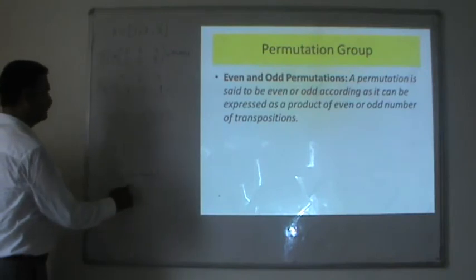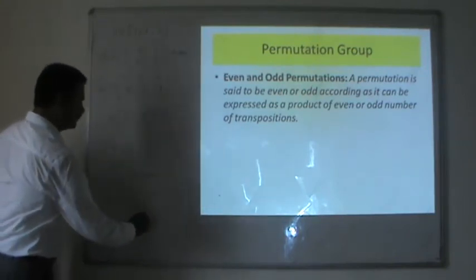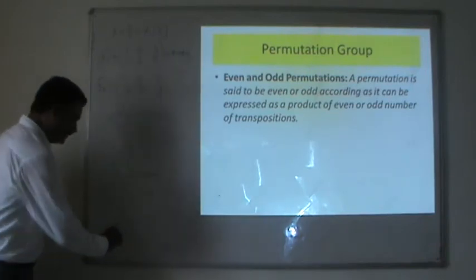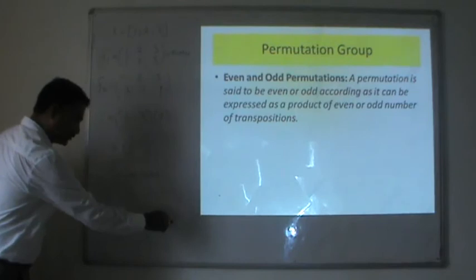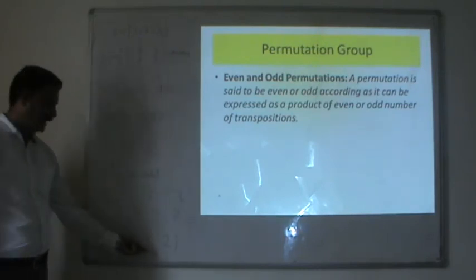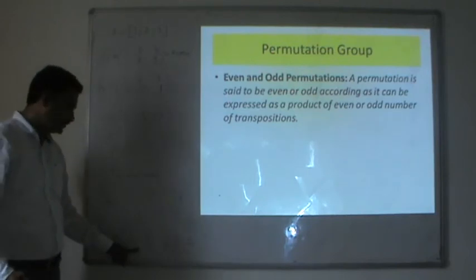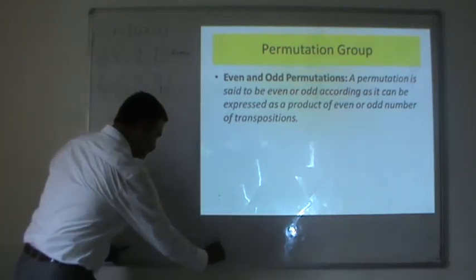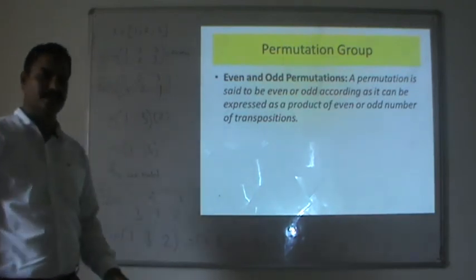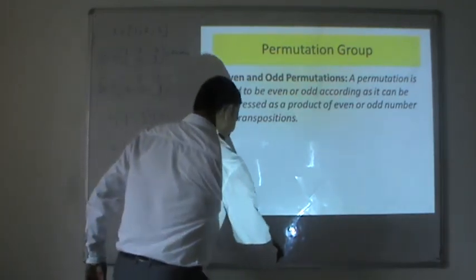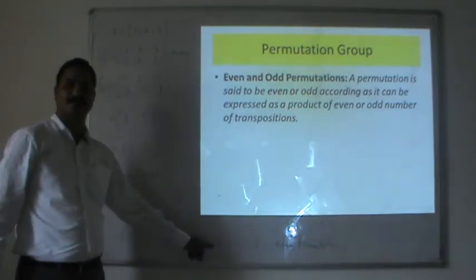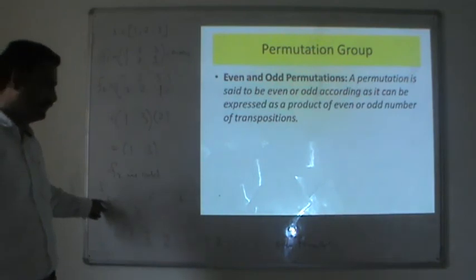Now we consider another example, F3. Suppose 1, 2, 3 goes to 3, 1, 2. Now we first split this permutation into disjoint cycles. So 1 goes to 3, further 3 goes to 2, and 2 goes to 1. Here we obtain one cycle of length 3, and this cycle can be further factorized into transpositions (1 2) and (1 3). So finally this F3 permutation splits into two transpositions. This permutation is an even permutation because we split it into an even number of transpositions. If the number of transpositions is odd, then we say odd permutation.